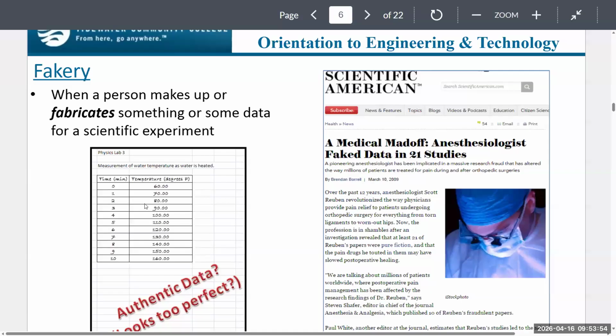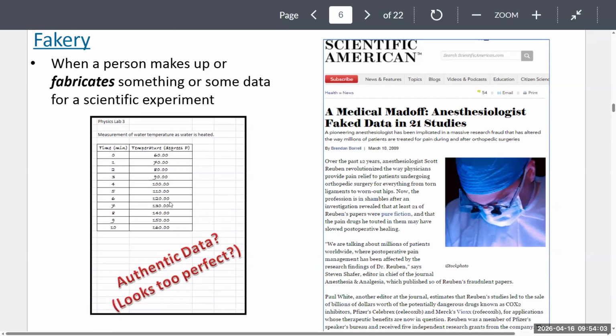Here is an example of someone's lab report. Look at the data, right? It's almost perfect. Oh, it is perfect. You have the time, you have the temperature, look, 60, 70, 80, 90, 100. It's not 60.12 or 70.34. It's perfectly 60 degrees, 70 degrees, and so on. This is a warning flag for your professor if they're grading your lab report. Chances are they didn't get perfectly 60 degrees or 70 and so on.